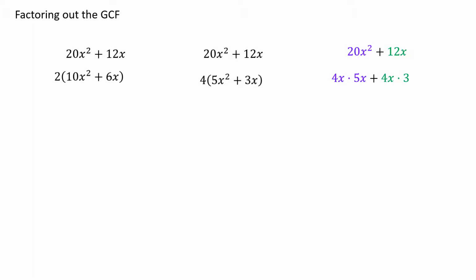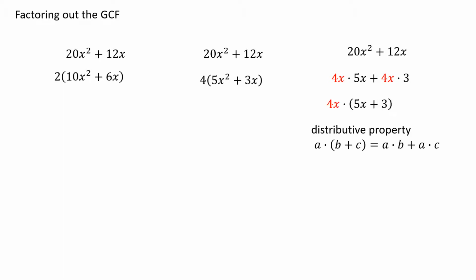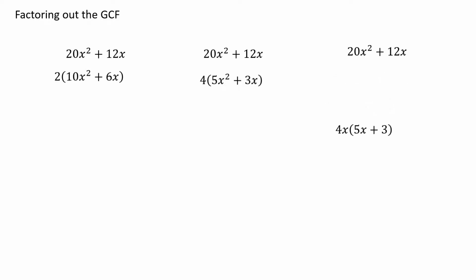So what I can do is replace 20x squared with 4x times 5x, and replace 12x with 4x times 3. And as strange as this may seem, you'll notice that I now have a factor of 4x in each term. And as usual, the distributive property allows me to factor that out. And then writing that without the times sign gives me another factored expression for this very same problem that we've now factored three different ways.